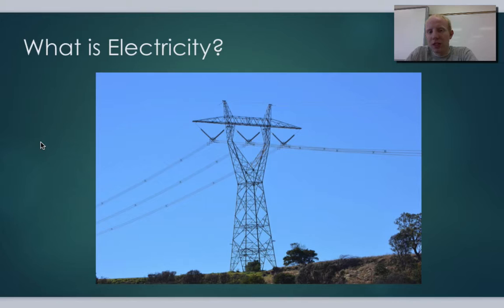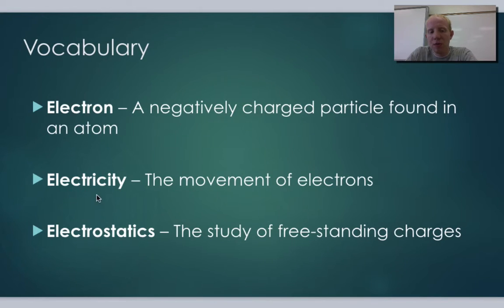In physics, electricity has a very specific definition. It's any movement or flow of electrons. That is what we define as electricity. And hopefully you remember from the previous science class that an electron is a negatively charged particle found in an atom. There's protons, neutrons, and electrons. So hopefully you remember what an electron is, but electricity is any type of movement of those electrons.